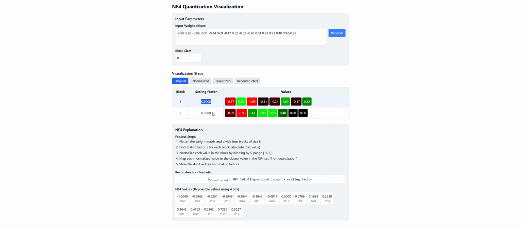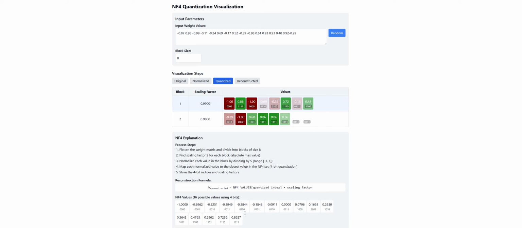4. Normalization. We normalize each block by dividing each weight in the block by its corresponding scaling factor, the maximum absolute value we just found. This brings all the values within the block into a range between -1 and 1. 5. Quantization. This is where the 4-bit part comes in. We have a predefined set of 16 discrete levels, which can be represented by a 4-bit binary number. Each normalized value from the previous step is then mapped to the closest quantized level. We're essentially rounding the normalized value to one of these 16 predefined options.